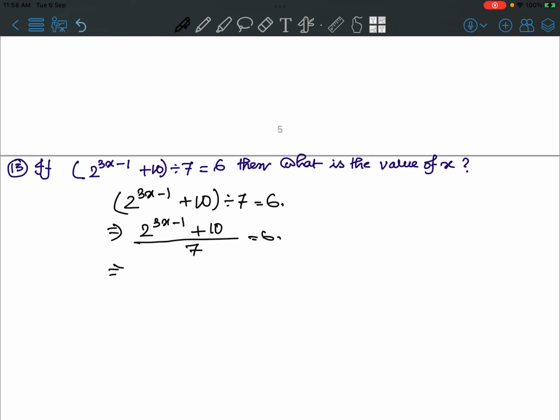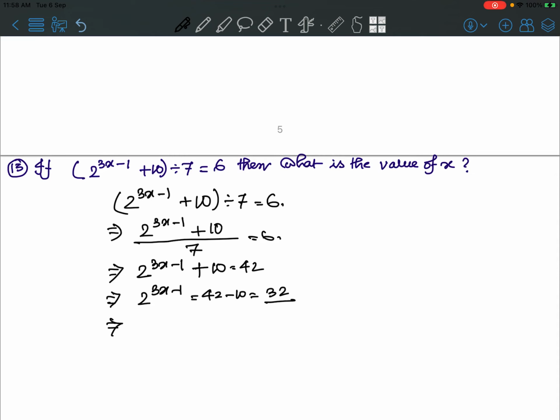We will cross multiply it. What are we going to get? 2 to the power 3x minus 1, plus 10, equals 6 into 7, which is 42. Then 2 to the power 3x minus 1 equals 42 minus 10, which is 32.